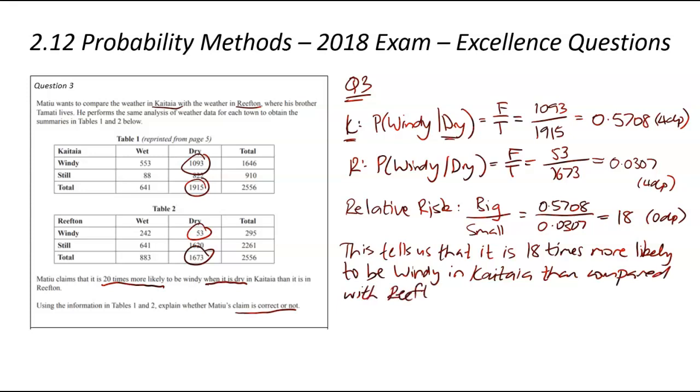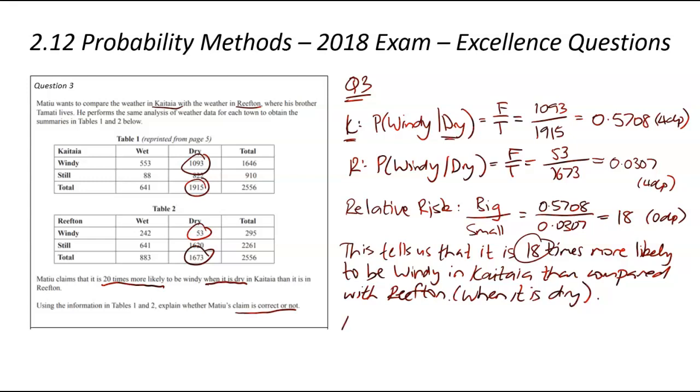So at this stage here, if you stopped, you're probably going to get a merit, and that's because you haven't answered the question. The question was whether or not you agree with the claim. So it's been claimed that it is 20 times more likely, and I should note, while 18 times is significantly more, so it's definitely going to be windier in Kintyre compared with Reefton. I should write when it's dry, actually. When it is dry. It's not 20 times more likely, so it's pretty close to 20, but not quite.